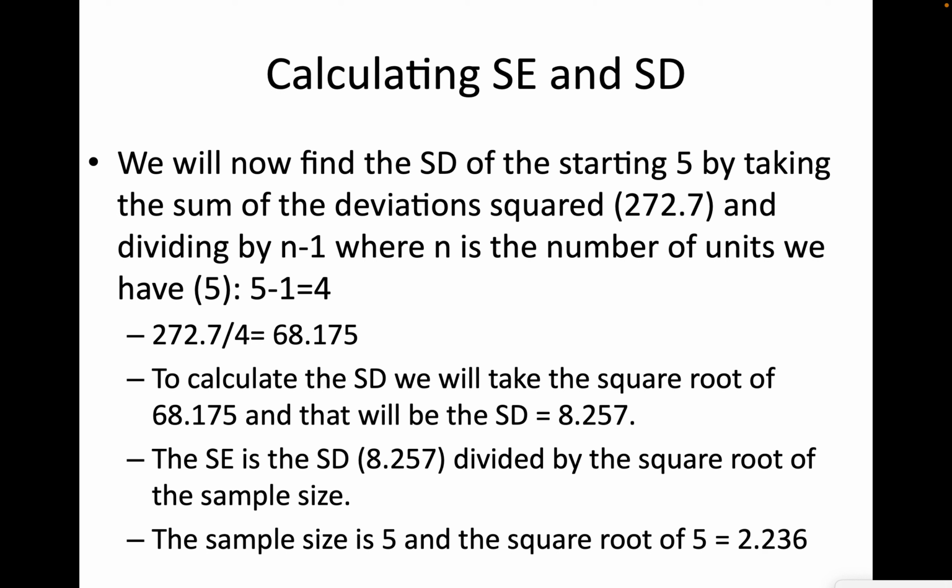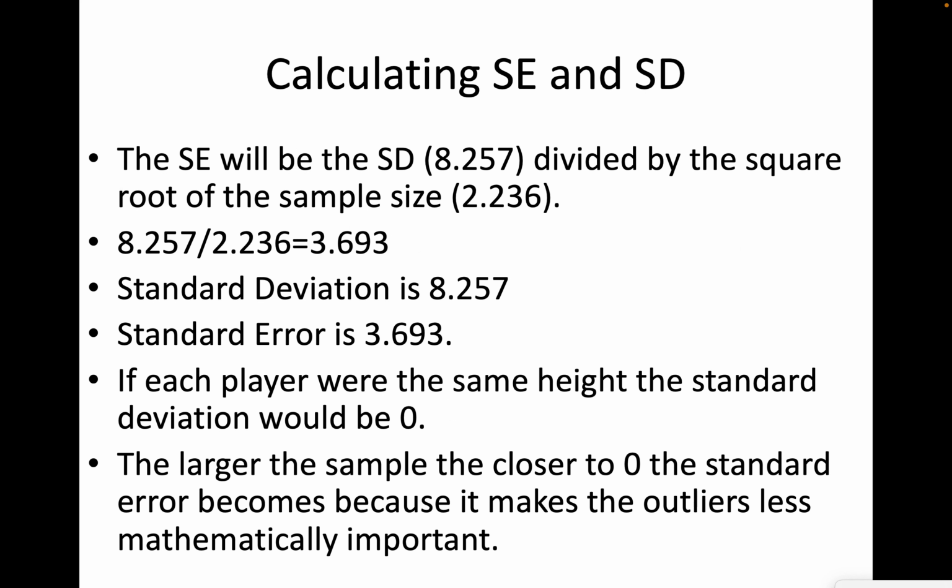8.257. So the standard error is the standard deviation, 8.257, divided by the square root of the sample size. So the sample size is 5, and the square root of 5 is 2.236. The standard error will be the standard deviation, 8.257, divided by the square root of the sample size, 2.236. In other words, 3.693. Standard deviation of 8.257, standard error 3.693.